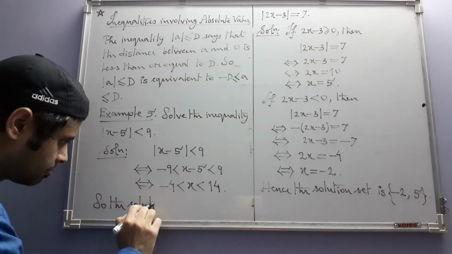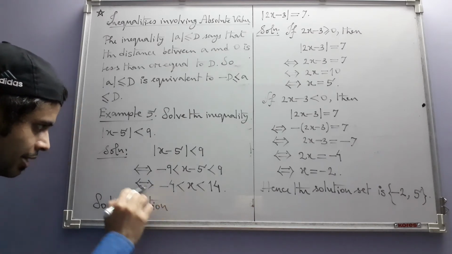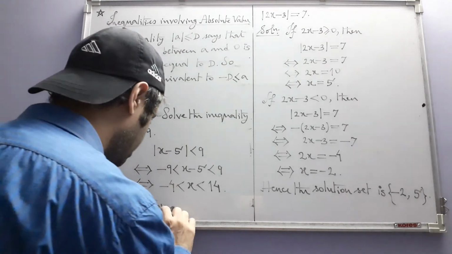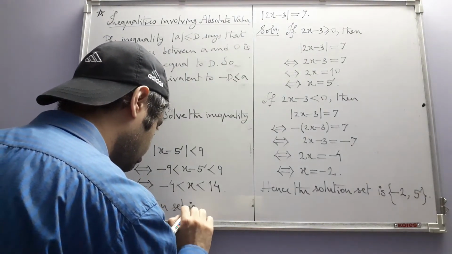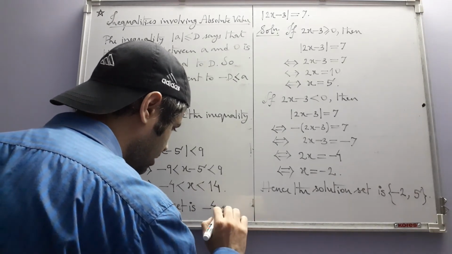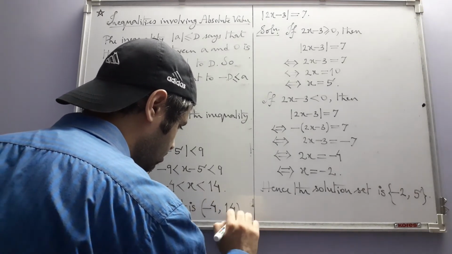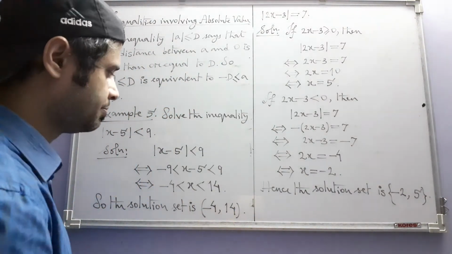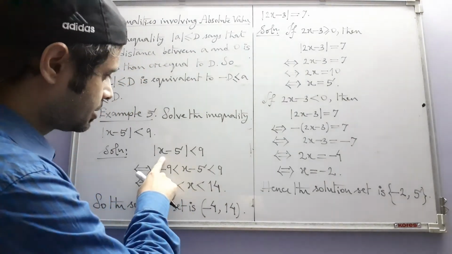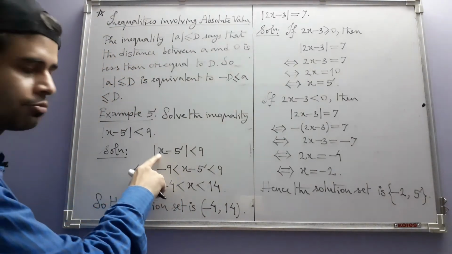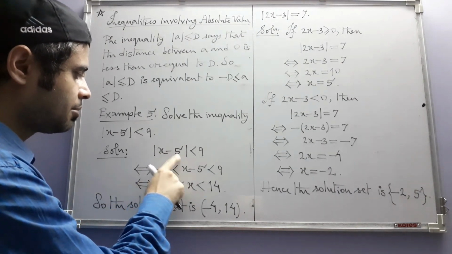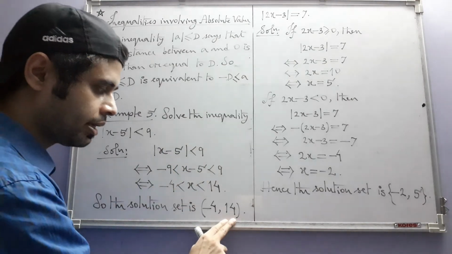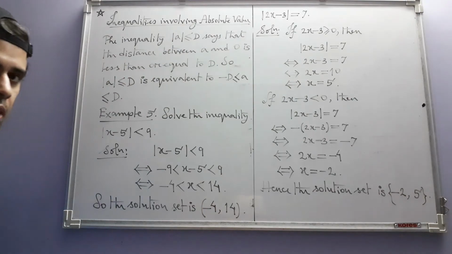So the solution set, note that we can in fact go back from here, that's why we are using double implication. So the solution set is the open interval minus 4 comma 14. All the real numbers strictly lying between minus 4 and 14. If you put x equal to 14 here, for example, then 14 minus 5 is 9, whose absolute value is 9, but 9 is not less than 9, so that's why we cannot take 14. Also we cannot take minus 4.